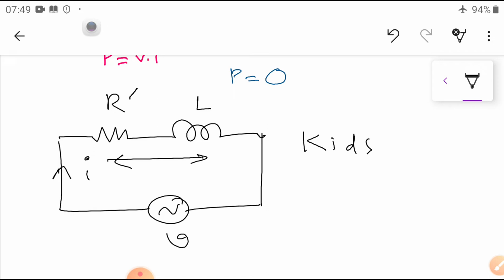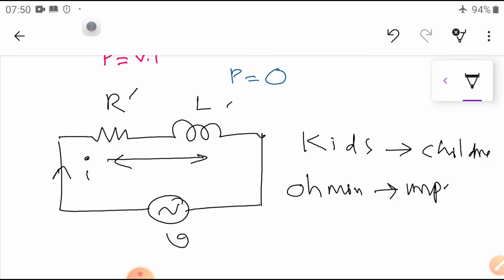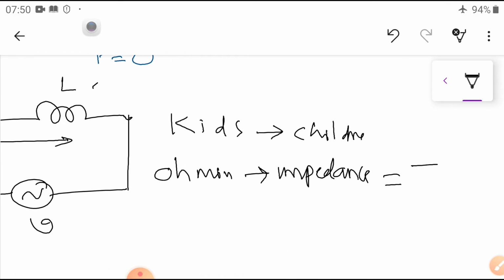Previously only one resistance, only one inductance. Now the combination of both kids, now you can say the children. Okay. The children are indicated by the ohmic value, the combination of children, we can say the impedance. So that impedance is indicated by Z. That is the combination of 2 or 3. So Z is equal to a resistance plus J of X value.